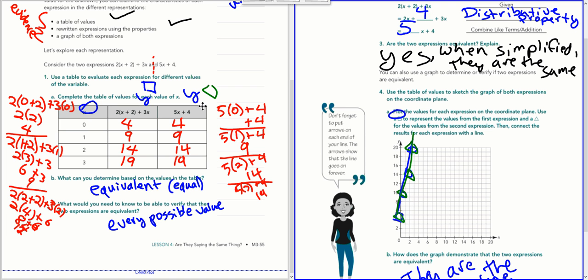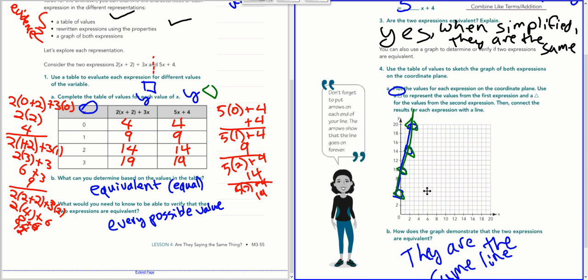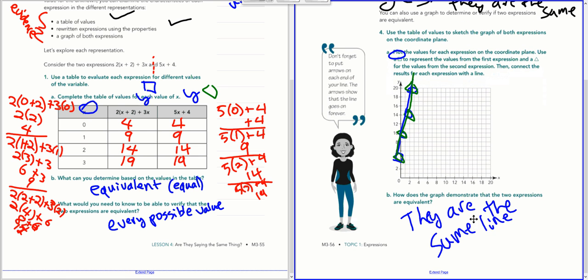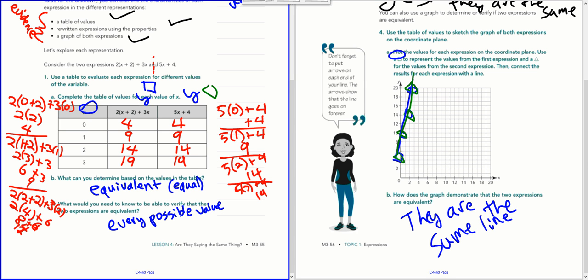What we found out was that our triangles are going to be the same exact points, meaning these lines are identical. So how does the graph demonstrate that the expressions are equivalent? Well, they are the same line. If it's the same line, it must be the same expression. So all 3 of our tests indicate the same thing, that these are equivalent. So we can assume that these two expressions are in fact equivalent.